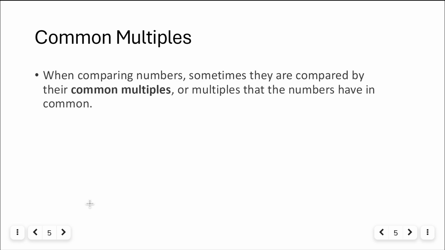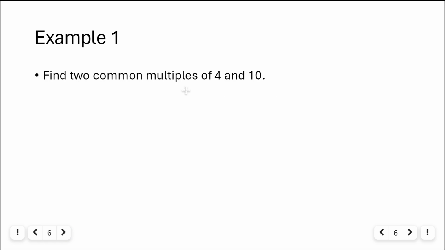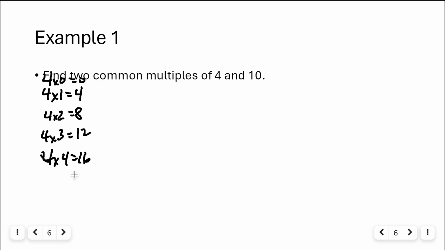Okay, common multiples. When you compare numbers, sometimes they're compared by their common multiples, or multiples that the numbers have in common. Okay, this is probably where you remember multiples from. We usually talk about least common multiple, which we'll talk about in just a few minutes. So if I want two common multiples of 4 and 10, well, I could start making a list and multiplying some numbers. So 4 times 1, that's 4. 4 times 2, that's 8. I forgot 4 times 0, that's 0. 4 times 3, that's 12. 4 times 4, that's 16.